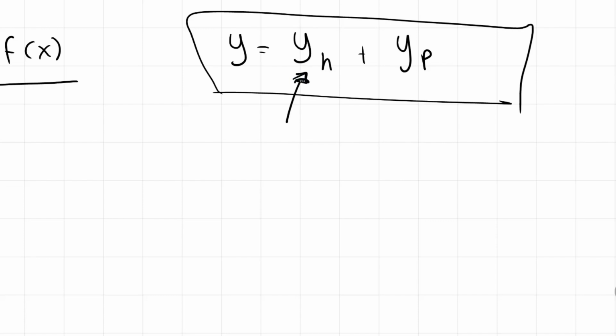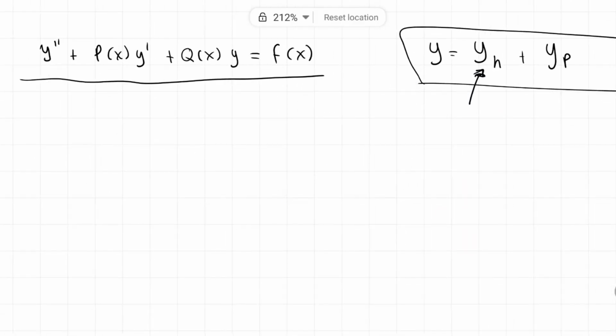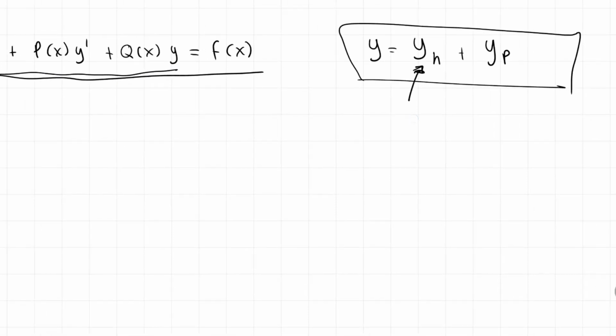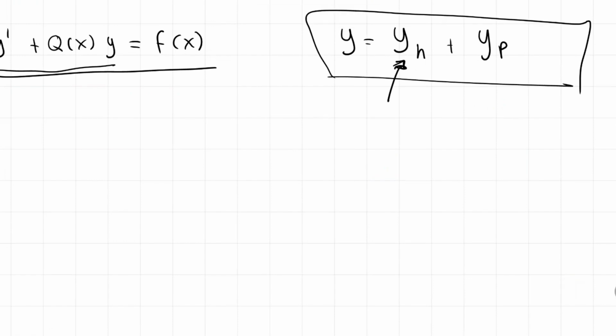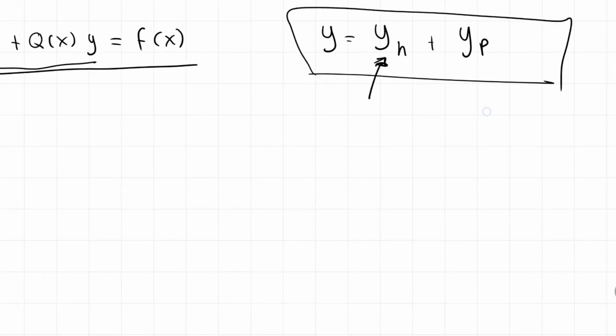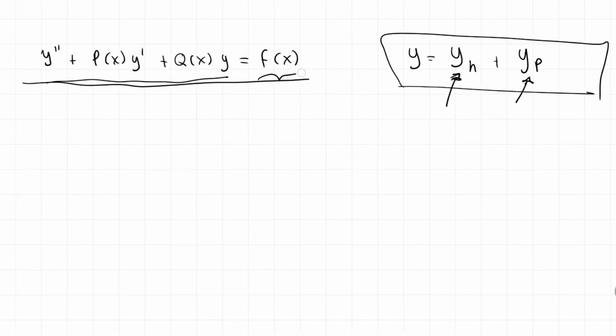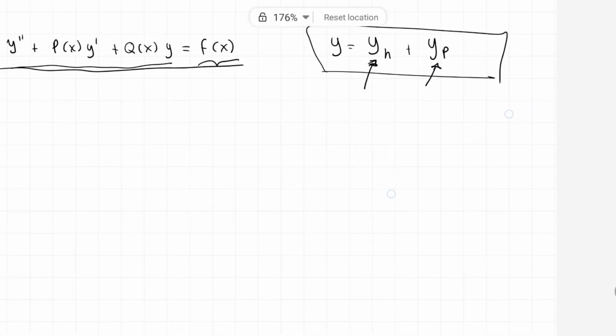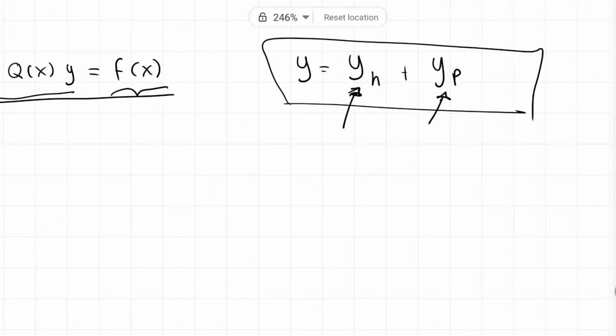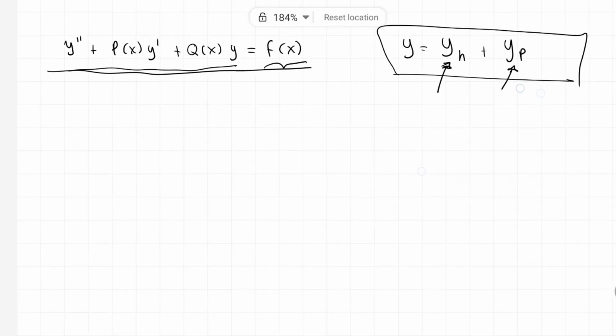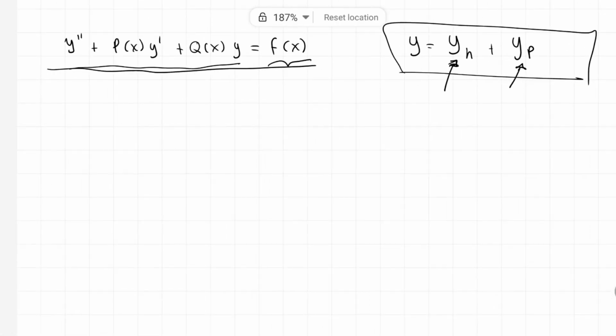One is for the homogeneous version of this equation. You take this expression and set it equal to 0, and then y sub h is going to be the solution for that equation. And then we get a particular solution that will involve f of x, to generate the complete solution for this differential equation.